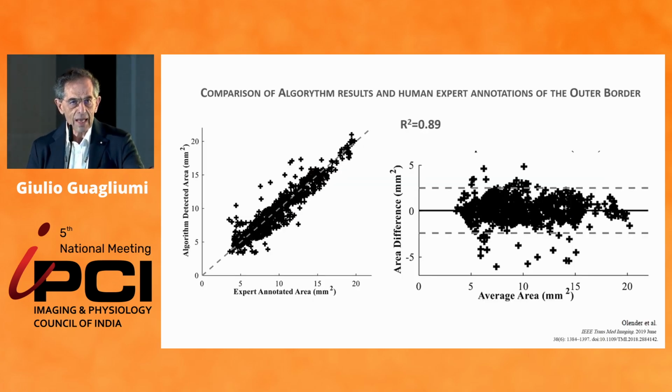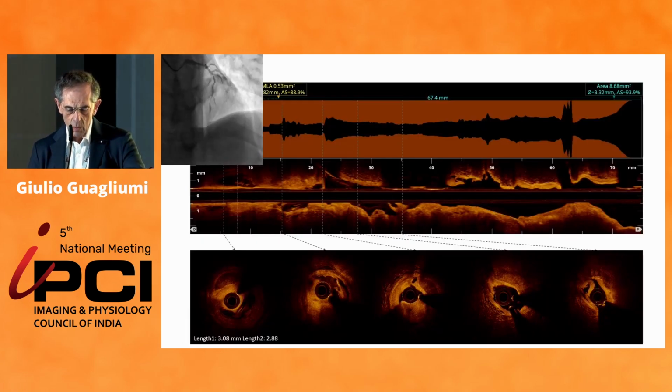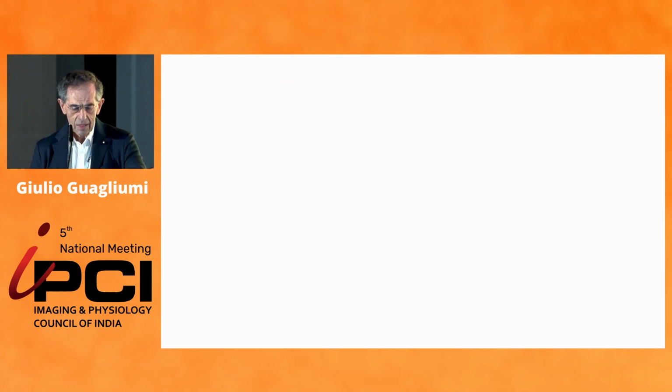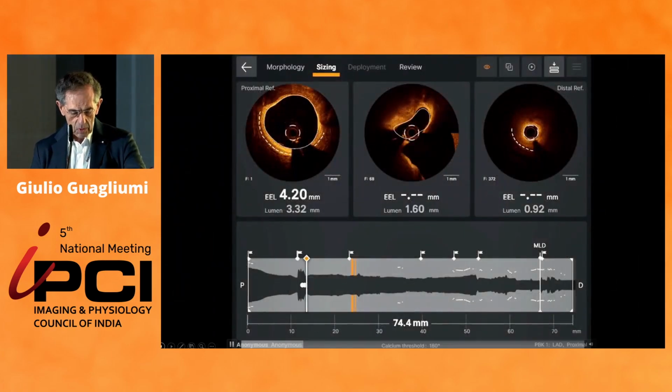What is the capability in detecting? Very high. Here you have the algorithm compared to the expert annotated area. You can see if the quality of data is good, you can be good. While in this case, AI can be of benefit in this nasty vessel with diffuse disease, where it's very difficult to detect the EEL. And this is the projection.